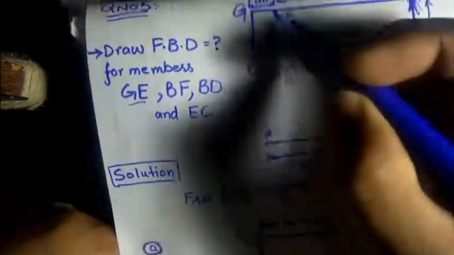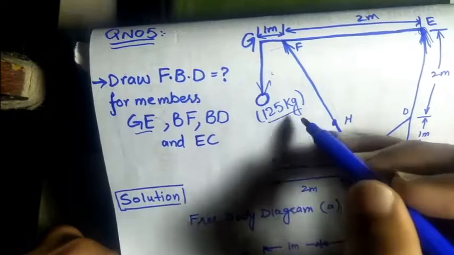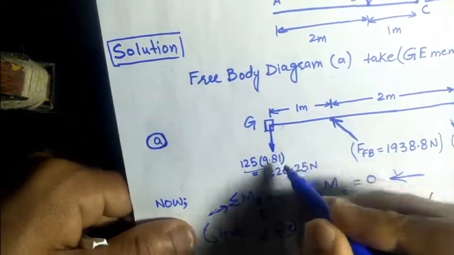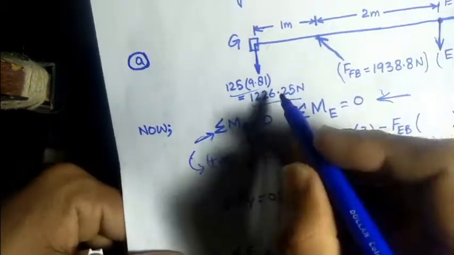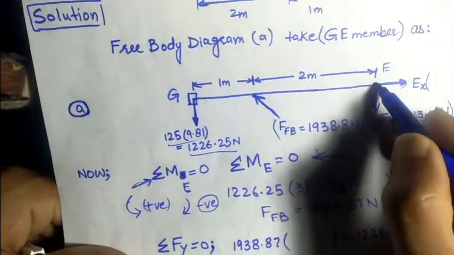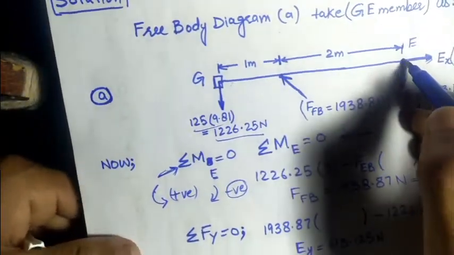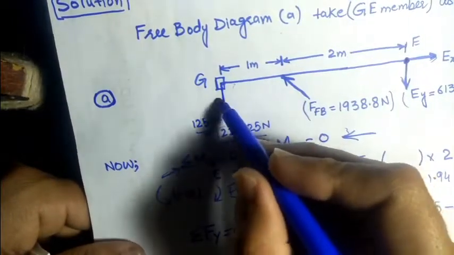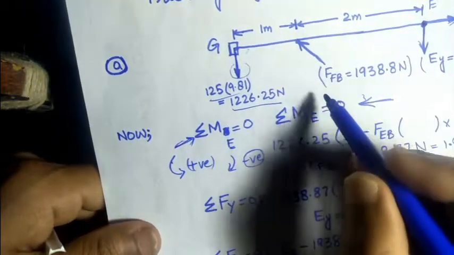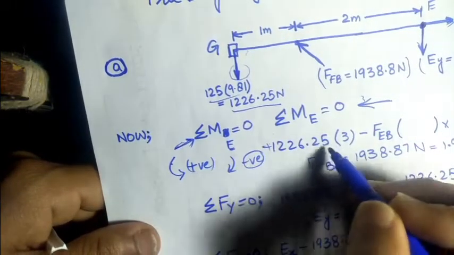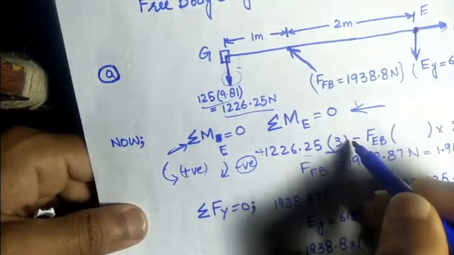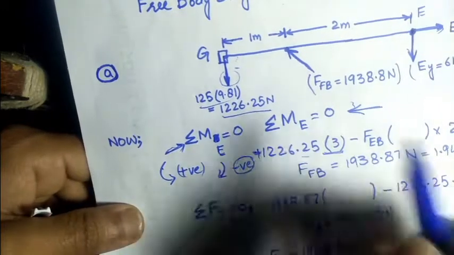Here at point G, a load of 125 kg acts downward. To convert kg into Newton, we multiply by 9.8, which is already done. Now we calculate the moment about point E. Point E is a pin, so the member rotates about it. The downward force at this point creates a moment in the anti-clockwise direction, taken as positive. Force times perpendicular distance produces the moment.